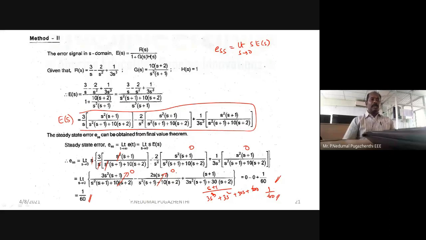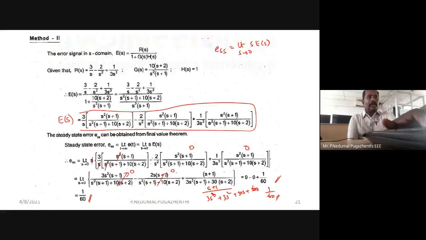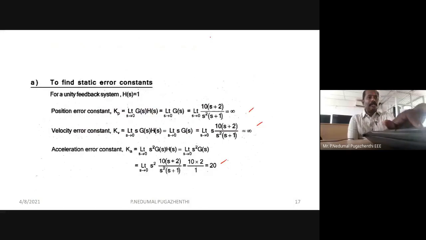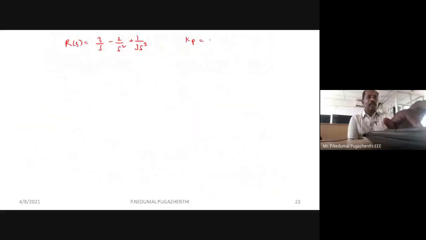Apart from this method, we can also use a shortcut to calculate this. What I will do here is take that R of S. What is R of S? 3 by S minus 2 by S squared plus 1 by 3 S cube. And already I have obtained Kp, let me verify that. Kp is equal to infinity, Kv is equal to infinity, and Ka is equal to 20.